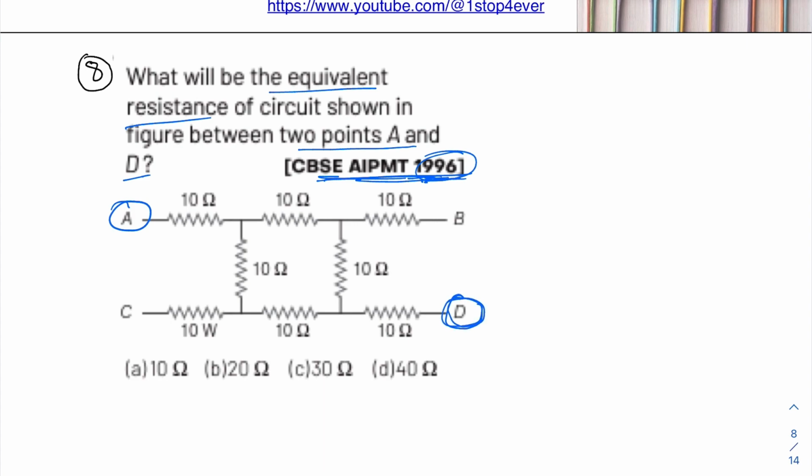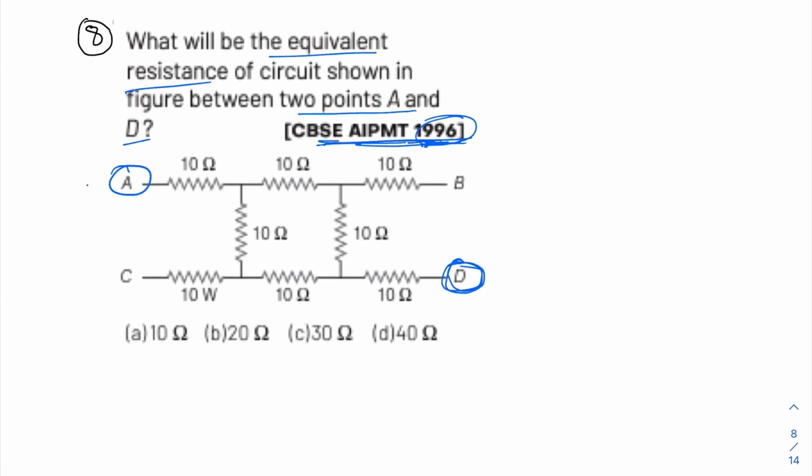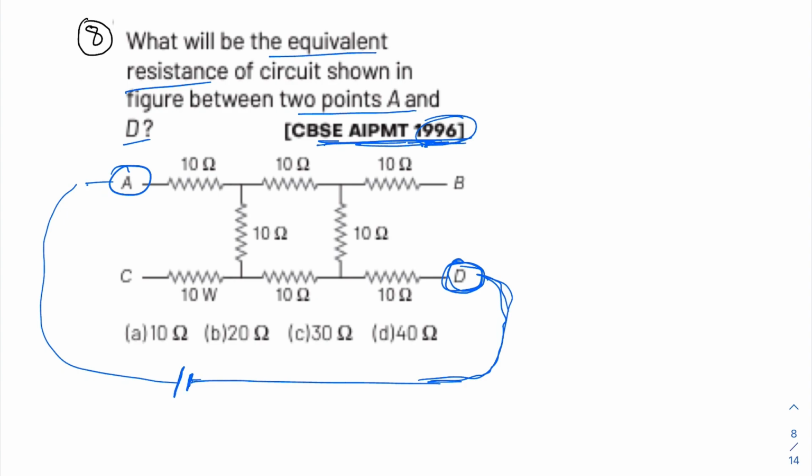A point and D point means what? If it is between two points, the simple trick is that we will just connect a voltage source like this one. If we have connected a voltage source like this, then current will pass, because there is a voltage source, let it be a battery. It is a DC voltage source. Battery is DC. AC is from AC generators. Here it is DC, so current will pass.